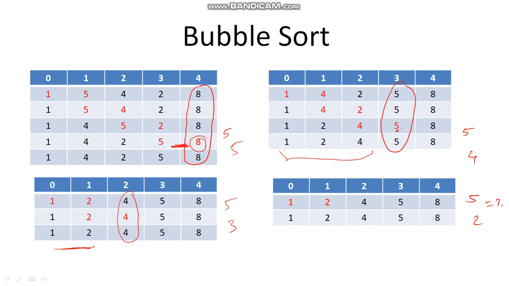So instead of 20 comparisons, now we are doing 5 plus 4 is 9, 9 plus 3 is 12, 12 plus 2 is 14. This is for n equal to 5. For a larger value of n, this value will change drastically. So we can do the modification in our program.